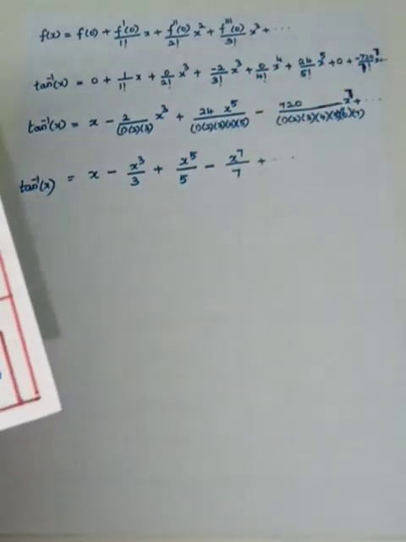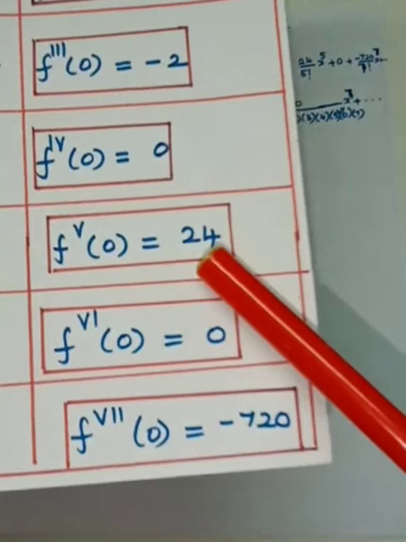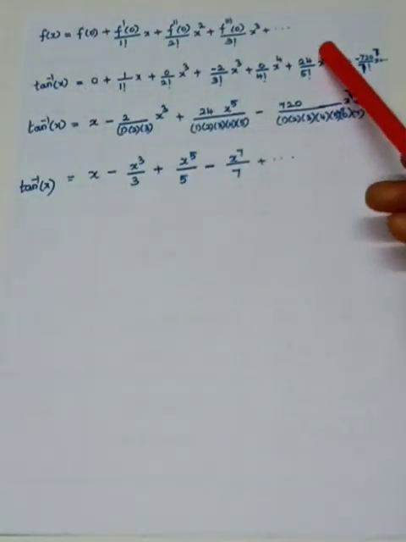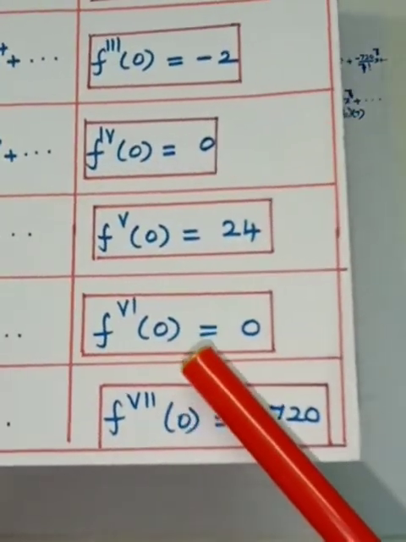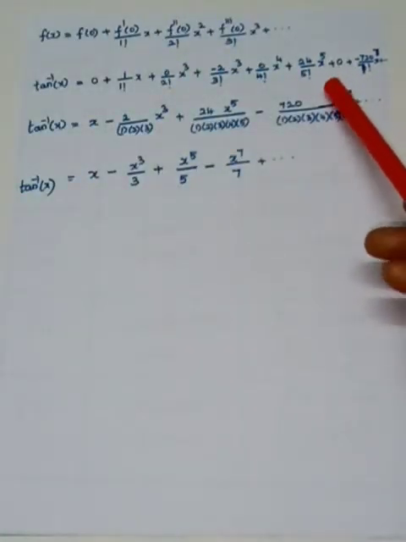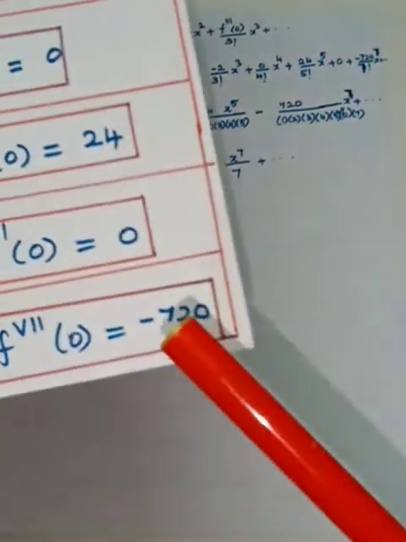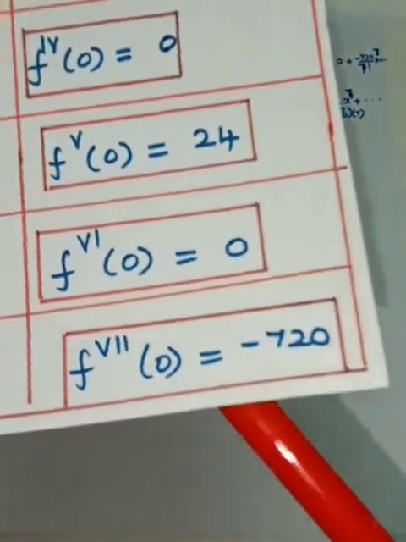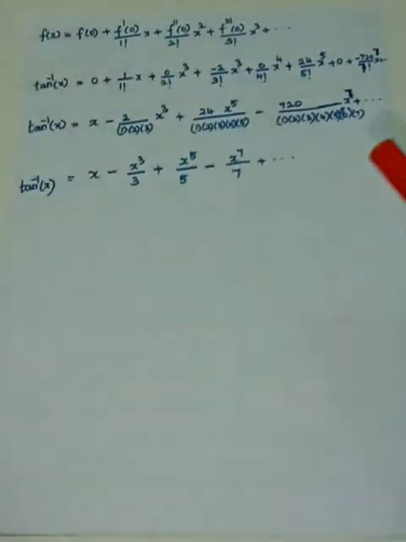Okay. So next one, f fifth dash of 0 is 24. So 24 by 5 factorial into x power 5, and the sixth derivative of 0 was 0. So the next term I have written as 0 here. And come to the next one. So it is minus 720. It is the seventh derivative. So minus 720 divided by 7 factorial into x power 7 plus etc.